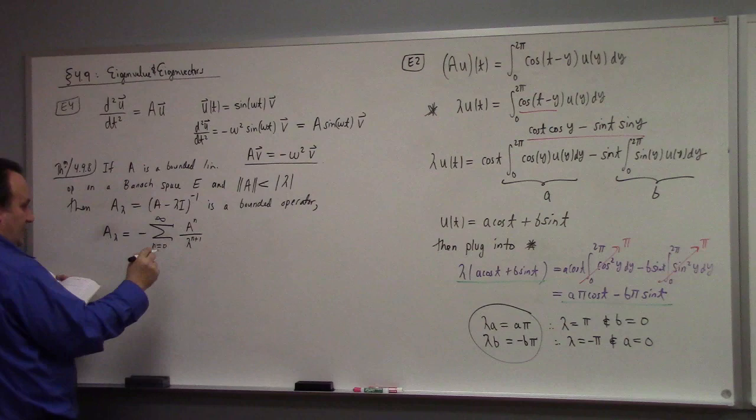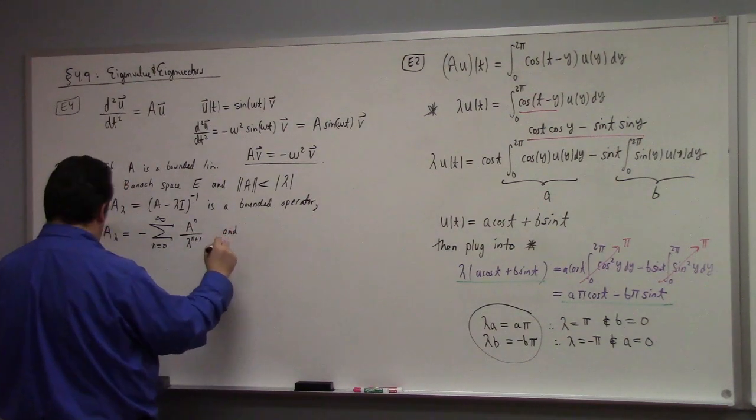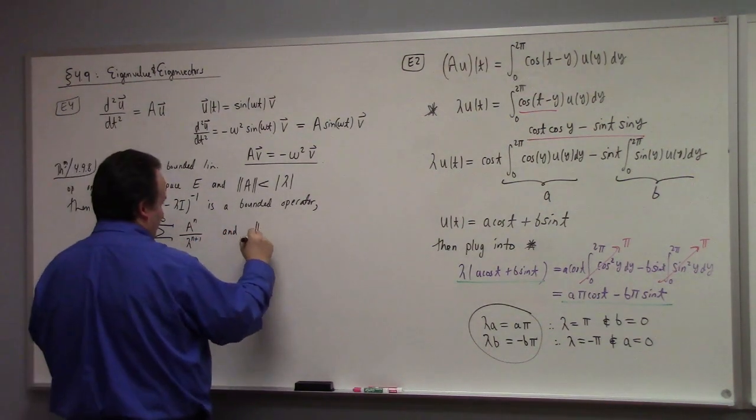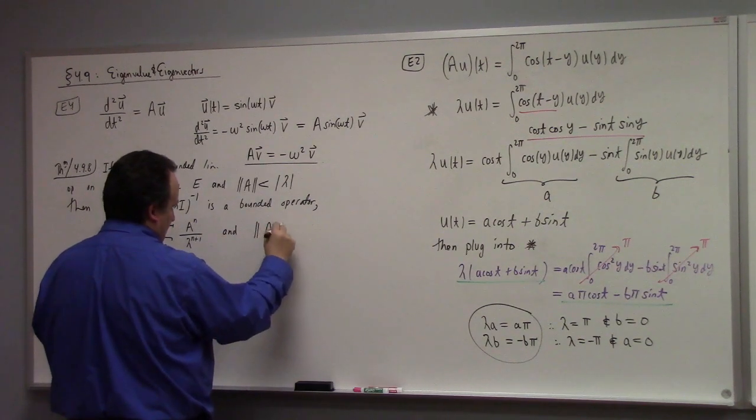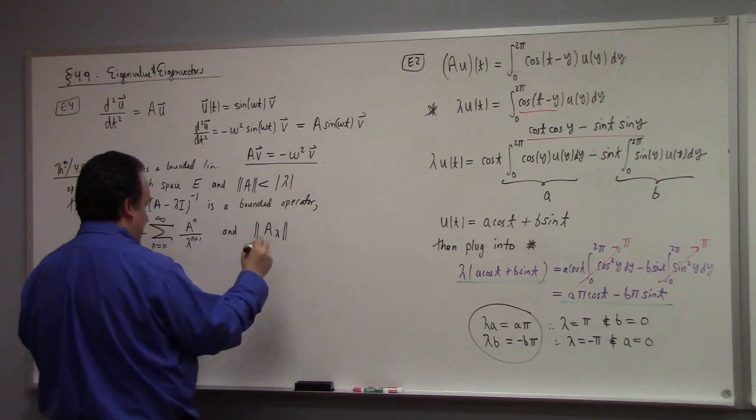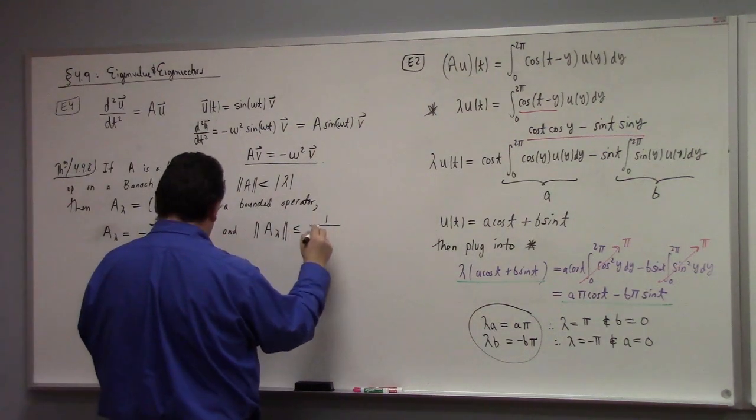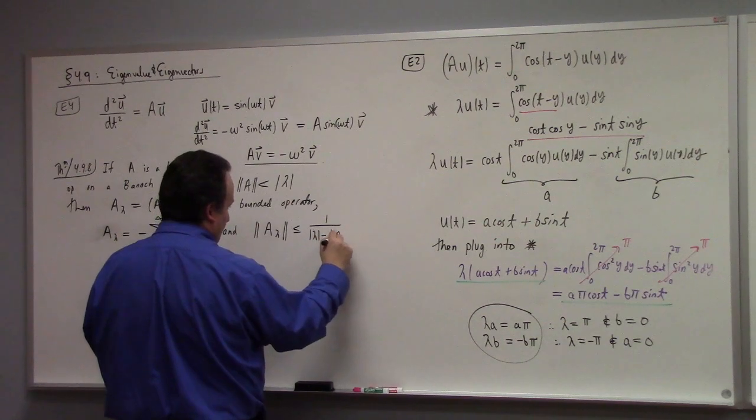Cool. And the norm of the resolvent, son of a gun. The norm of A sub lambda is less than or equal to 1 over the modulus of lambda minus the norm of A.